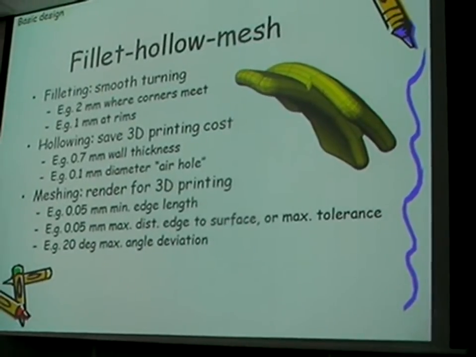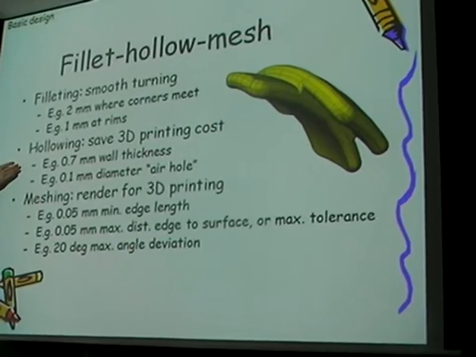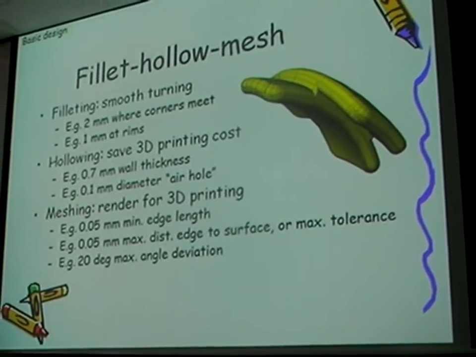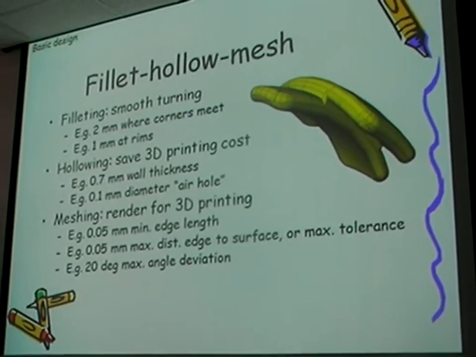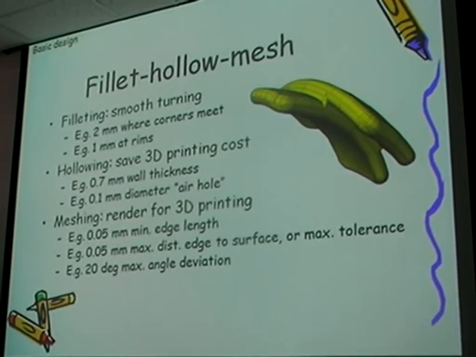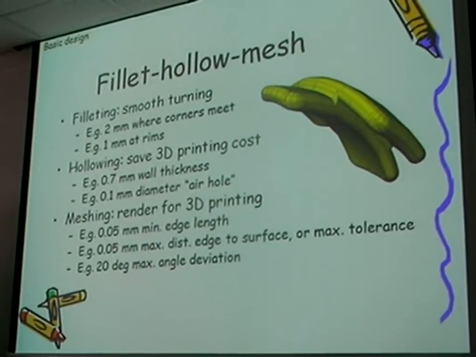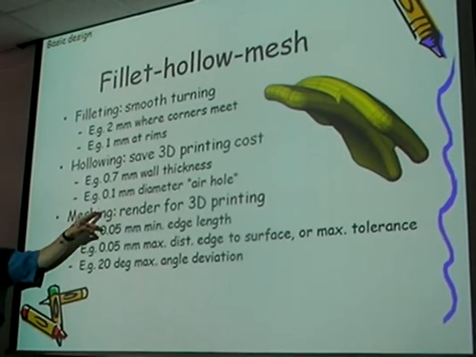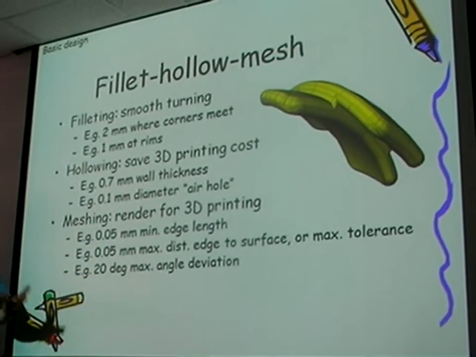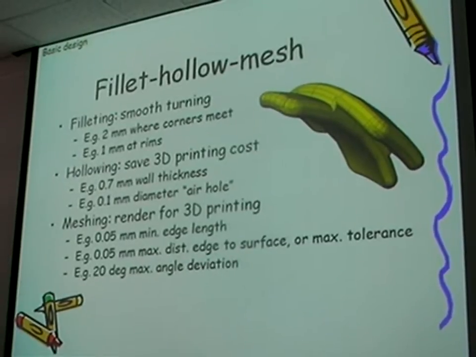And well, the hollowing, Shapeways says your pieces should be at least 0.7 millimeter wall thickness, so that's what I'm using. And then I have a little air hole to trap powder to keep the weight of the pieces. And here are some parameters for turning your piece into the STL format that 3D printers understand, but that's more for the specialists.